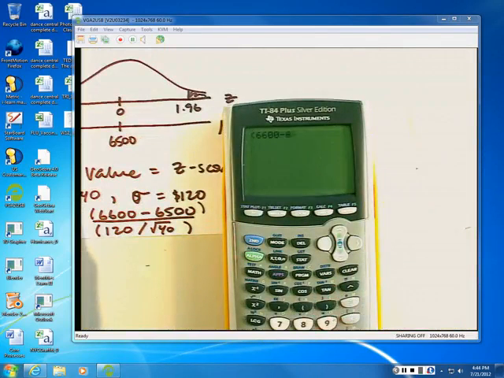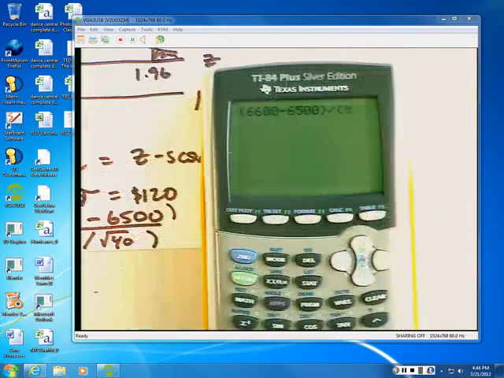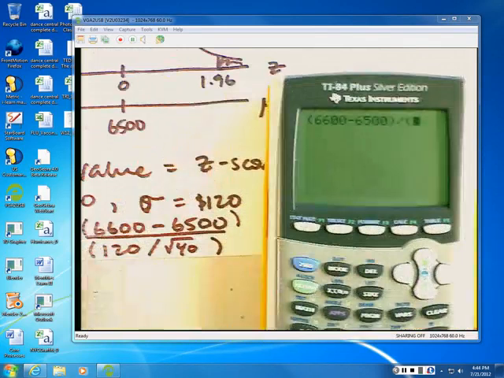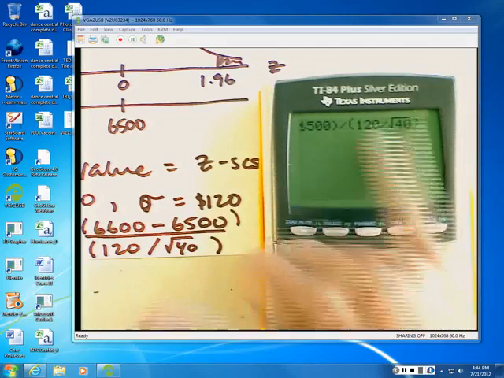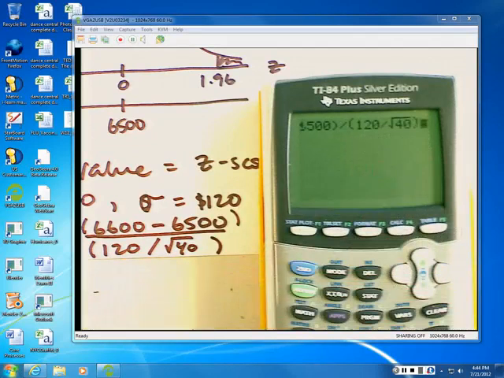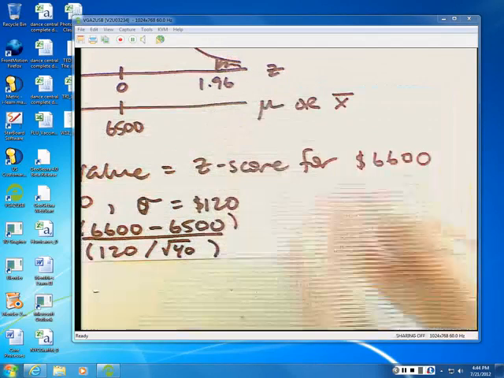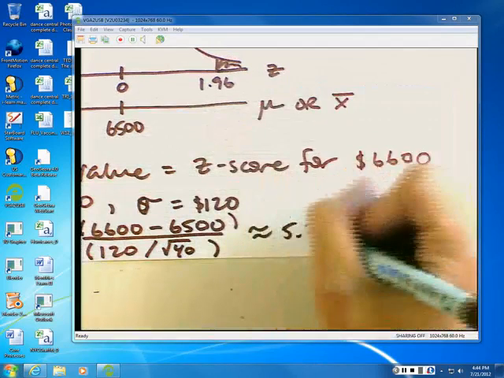6,600 minus 6,500 divided by parentheses, so this is all in the denominator. I can zoom in a little bit. I want you to see what I've got here. Divided by 120 divided by the square root of 40. Really easy to mess up if you're not using parentheses. So be really careful. You want this whole thing in your denominator, so it needs to be in parentheses. And I'll hit enter. So I get 5.27. That's a big z-score. 3 is a big z-score. So this is about 5.27.